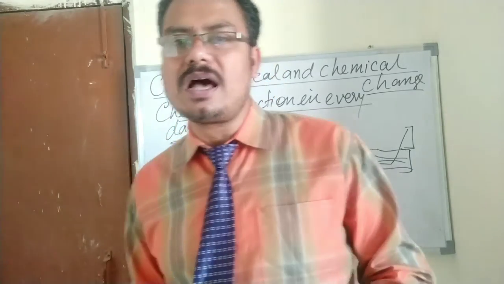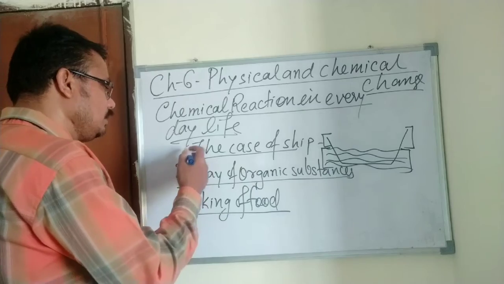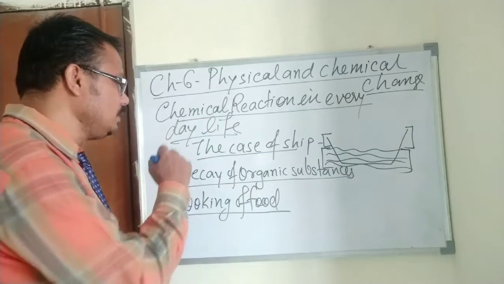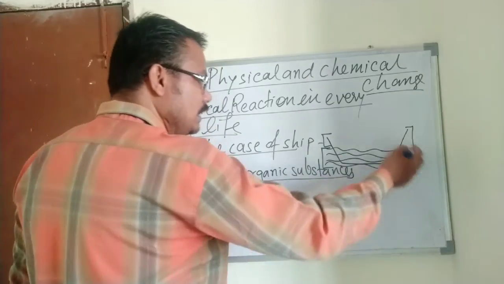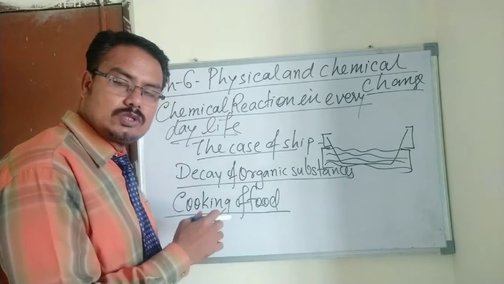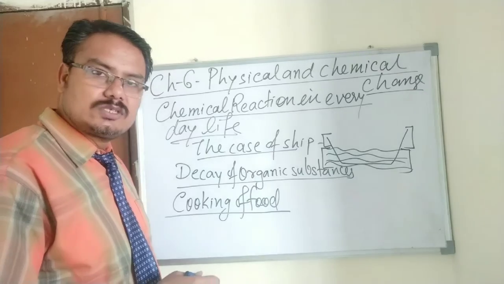So, in whatever examples I have given, the rusting of iron, which I explained the previous day, the case of a ship whose body parts get rusted, here also chemical reactions took place. In decay of organic substances, here also chemical reactions took place. While cooking food, there are also chemical reactions taking place.